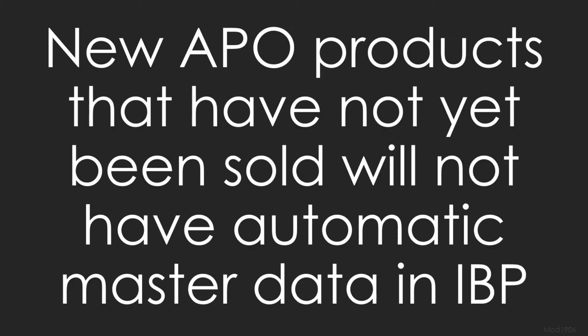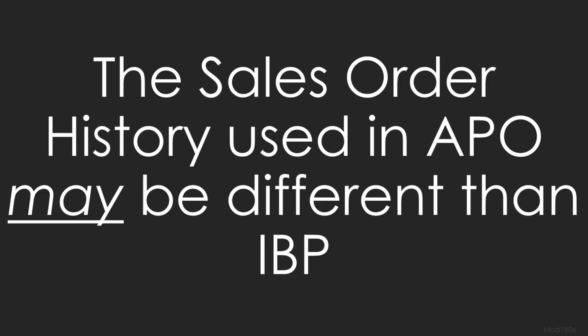New APO products that have not yet been sold will not have automatic master data in IBP. The sales order history used in APO may be different than IBP.